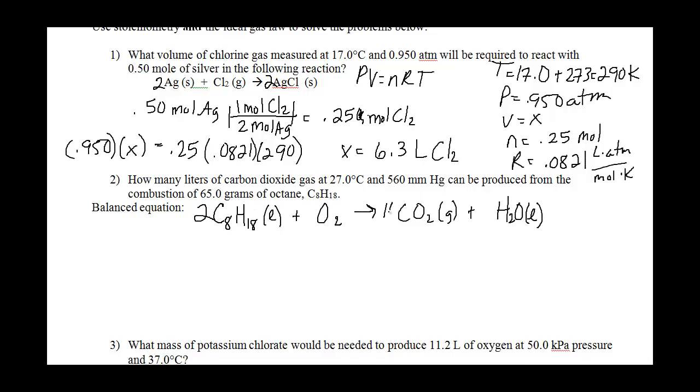I'm going to have 16 carbon dioxides and 18 waters. 32 plus 18 is 50. You need 25 oxygens, 25 moles of oxygen. Okay, so looking at this, now I can solve for this.